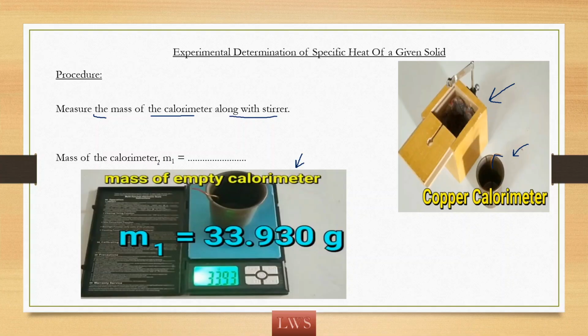So this empty calorimeter mass I am noting as M1. So here in this figure I am giving for example, but when you are doing it in laboratory you record your own calorimeter mass. We are measuring the mass and we are recording it as mass of calorimeter as M1 grams.